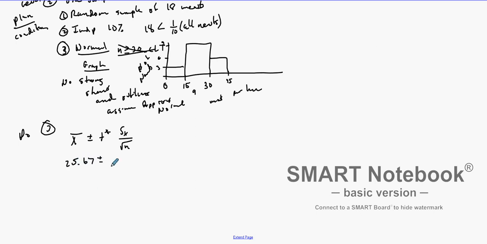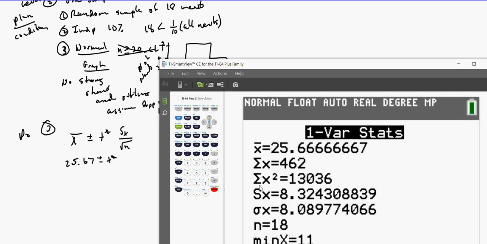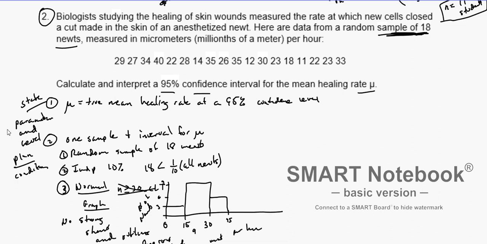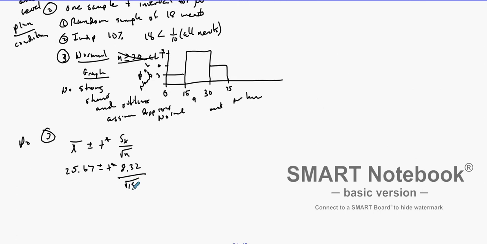25.67 plus and minus, we'll find our critical value in just a second. We find our standard deviation right here, the standard deviation of the sample, 8.32. So put in 8.32, divided by the square root of n, and our n in this case is 18. We find our t value.